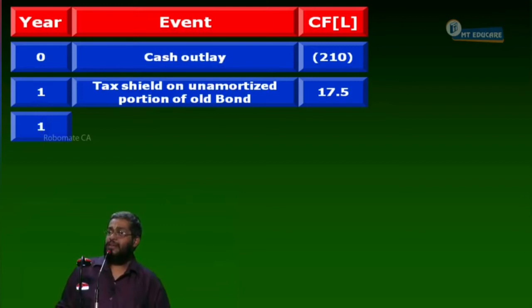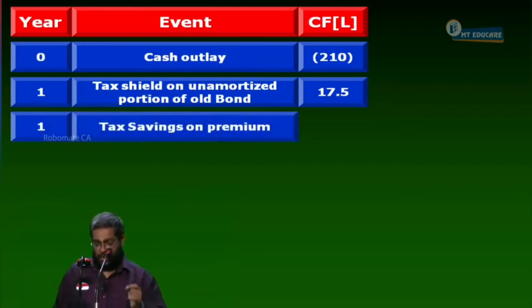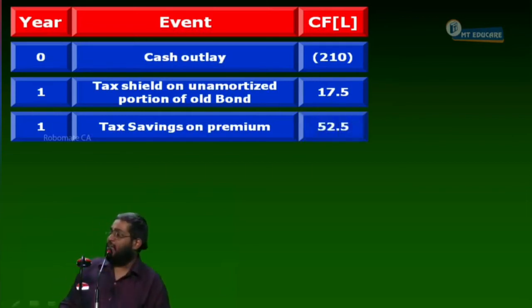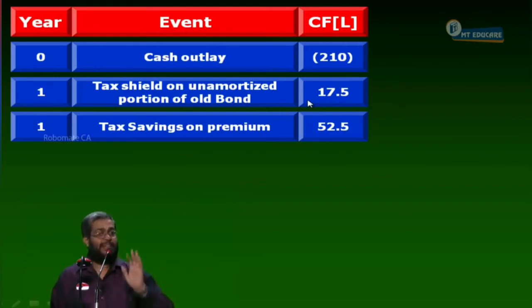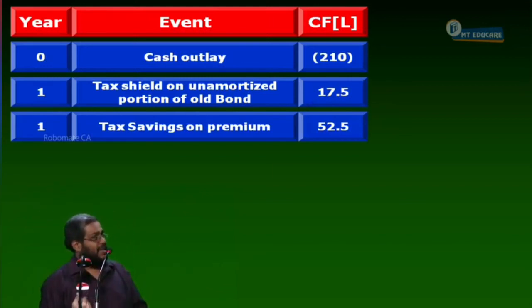Okay. Now, any more debits? Yes. What's the next debit? Premium redemption of the old bond. What is the premium redemption? 150 lakhs. 150 lakhs into 35%. Tell me what is the amount here? 52.5 lakhs. These 2 items are nothing but tax savings I have by having some debits in the P&L. Because when I debit the money in the P&L, the profit increases or decreases? Decreases. When the profit decreases, tax can be saved. So much tax can be saved on these 2 issues. Everybody, are you following?